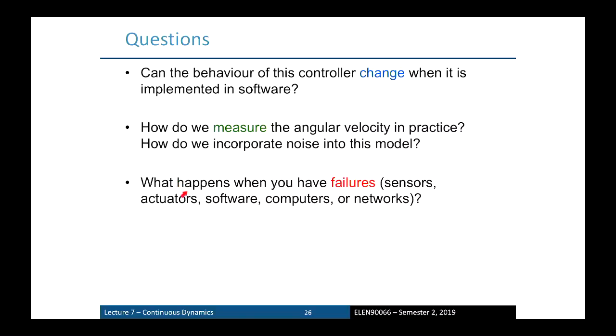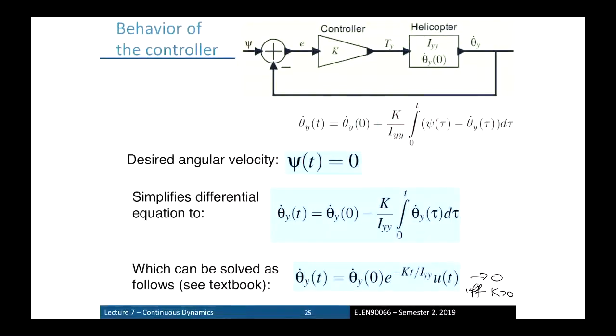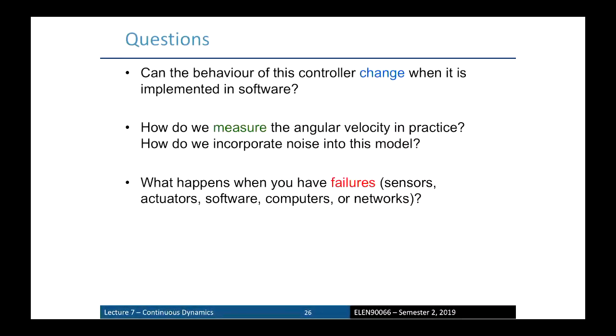And lastly, what happens if a sensor goes down, or an actuator? Even worse, what happens if the software goes down? There's no fault tolerance here. If there's software that's implementing this control and multiplying the numbers, that's all it's doing, and that goes down, well, what's going to happen? You're open loop again. This loop breaks and your chopper's going to spin around. You've got no control action again. So these are very important things to consider.